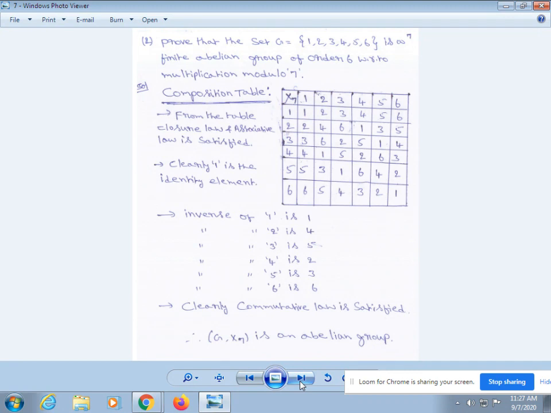From the composition table, the closure law and associative law are satisfied. In this composition table, we observe clearly that 1 is the identity element. Next, the inverse elements. From this composition table, the inverse of 1 is 1. The inverse of 2 is 4. The inverse of 3 is 5. The inverse of 4 is 2. In the same way, the inverse of 5 is 3. The inverse of 6 is 6. Clearly, the commutative law is satisfied. Therefore, G with multiplication modulo 7 is an abelian group.